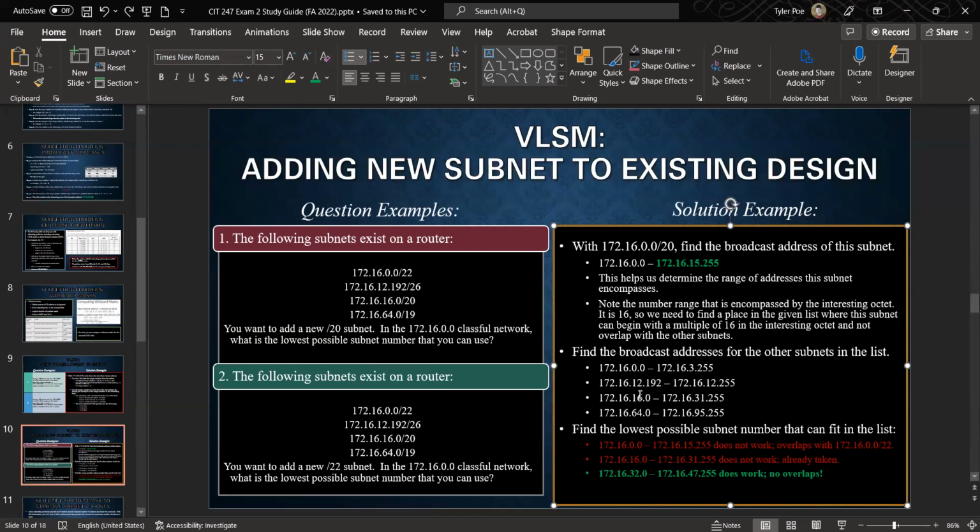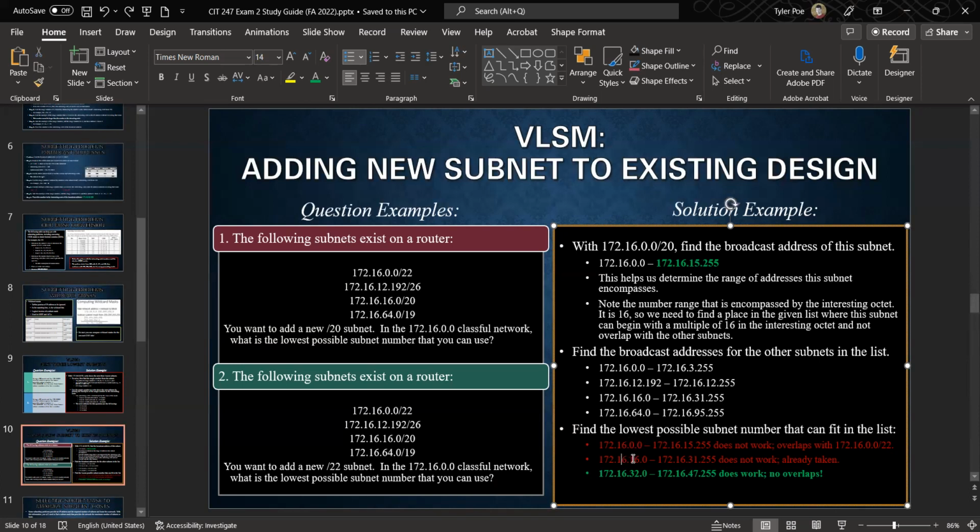This also overlaps with this one. This subnet also overlaps with this one. It comes between, so notice that .12 comes between .0 and .15 in the third octet. This range is inside this much bigger subnet. This is a much smaller subnet, but it is inside the addresses that are encompassed by this entire subnet. So therefore, this also further proves we can't use this subnet ID.